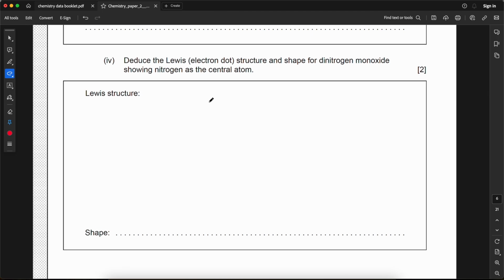Deduce the Lewis electron dot structure and shape for dinitrogen monoxide, showing nitrogen as the central atom.